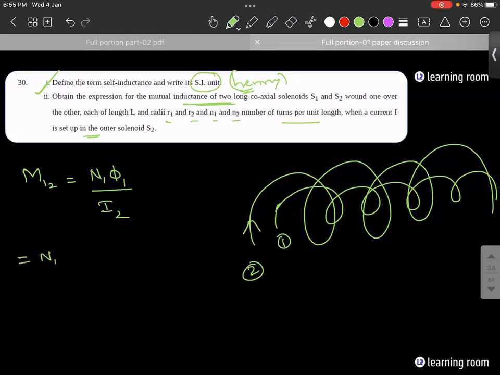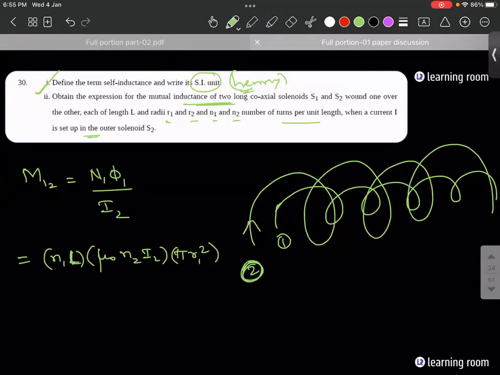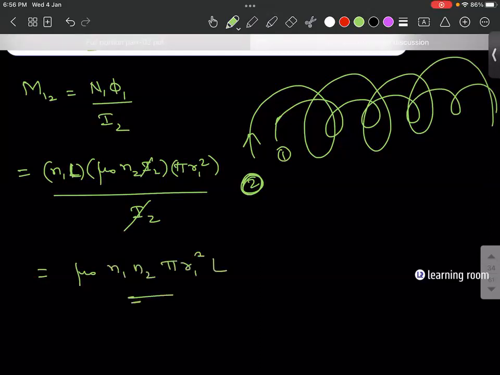So N1 is small N1 into L. What is phi 1? Magnetic field produced due to the second coil, which is mu naught into N2 into I2 into area of the first coil. What is the area of the first coil? Pi R1 square, the whole divided by I2. I2 and I2 will get cancelled. So this will be equal to mu naught N1 N2 pi R1 square L.